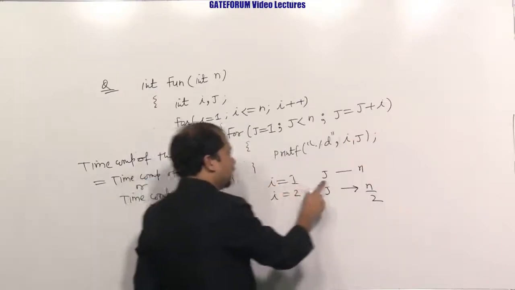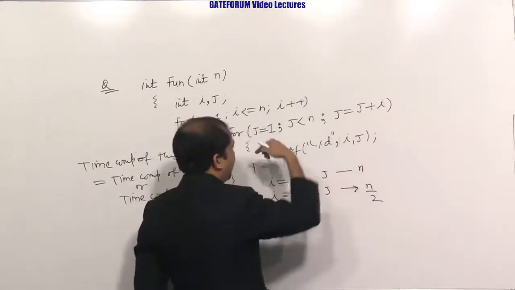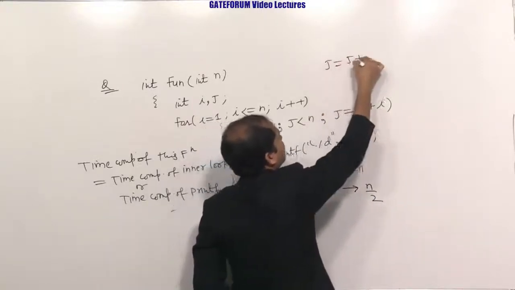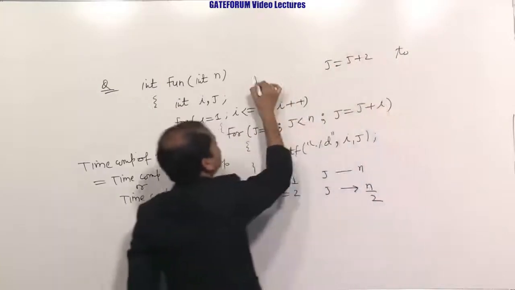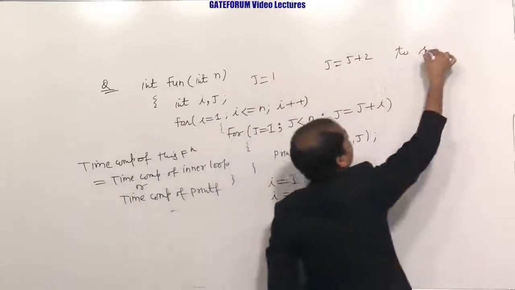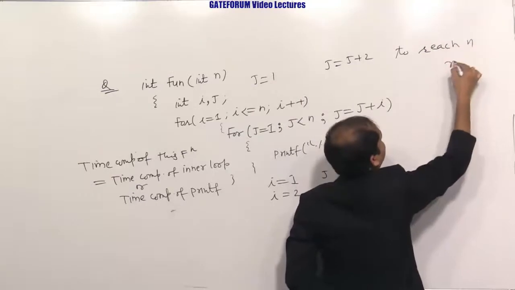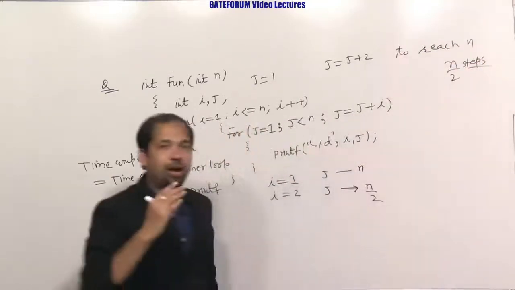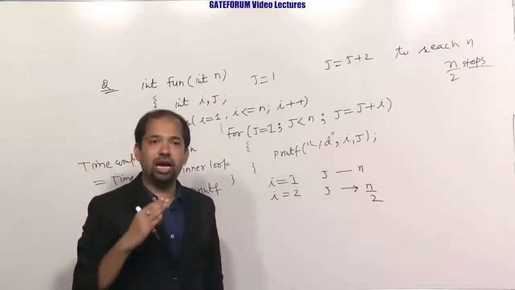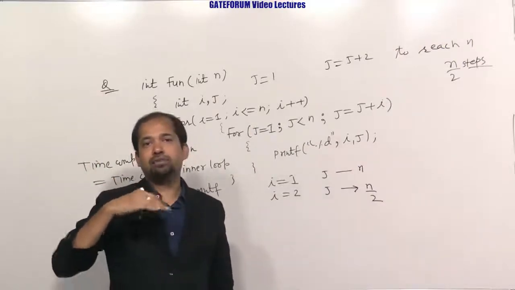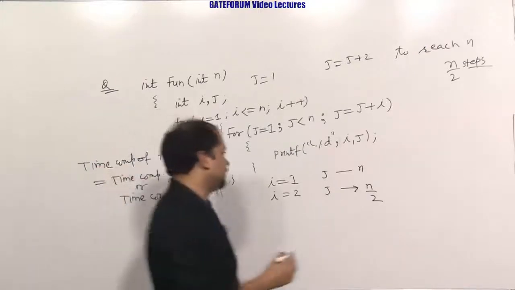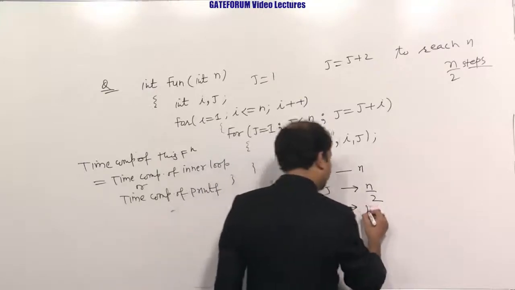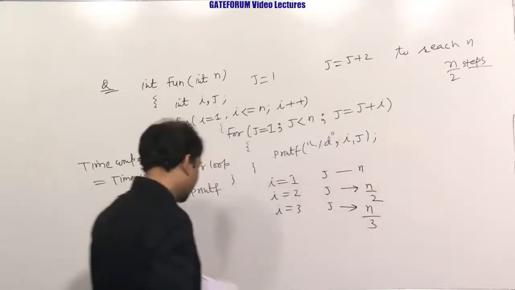For i equal to 1, the inner loop will run for n times. When i is 2, j equal to j plus 2. So whenever you started with j equal to 1 and every time make an increment of 2, to reach n you require n by 2 steps. So when i equal to 3, j will reach n in n by 3 steps, right.